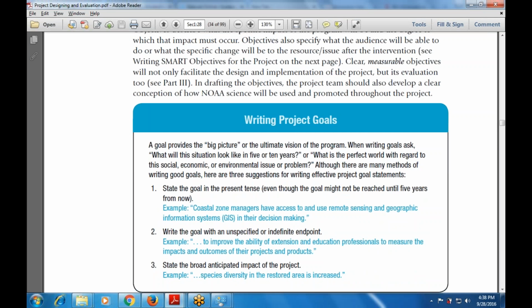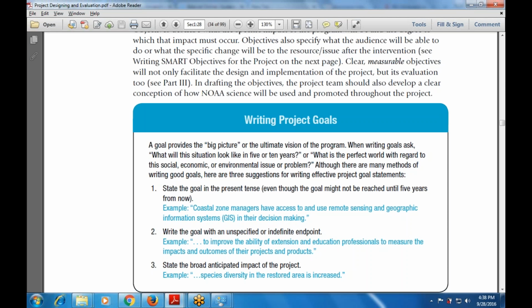First one is state the goal in the present tense. Even though the goal might not be reached until 5 years from now, it must be in the present tense. This is one of the suggestions for writing an effective project goal statement. Then write the goal with an unspecified or indefinite endpoint. For example, to improve the ability of extension and education professionals to measure the impact and outcome of their projects. There is no endpoint for this. Then state the broad anticipated impact of the project.